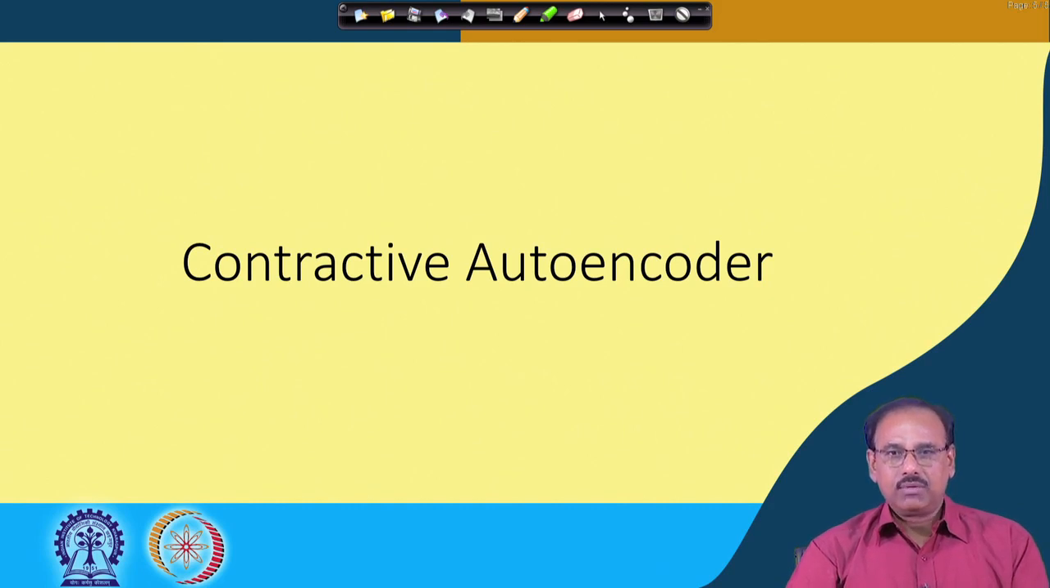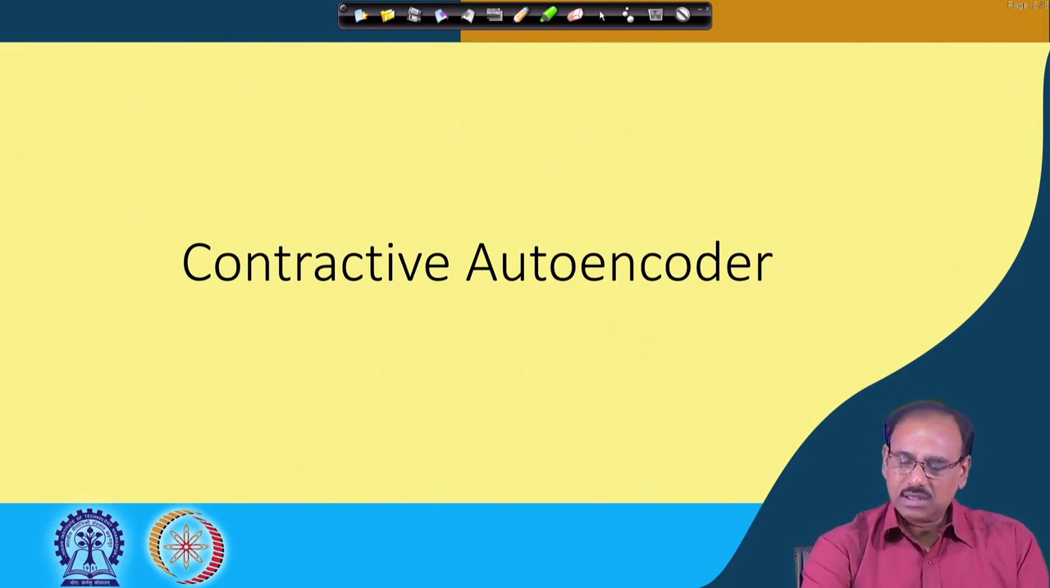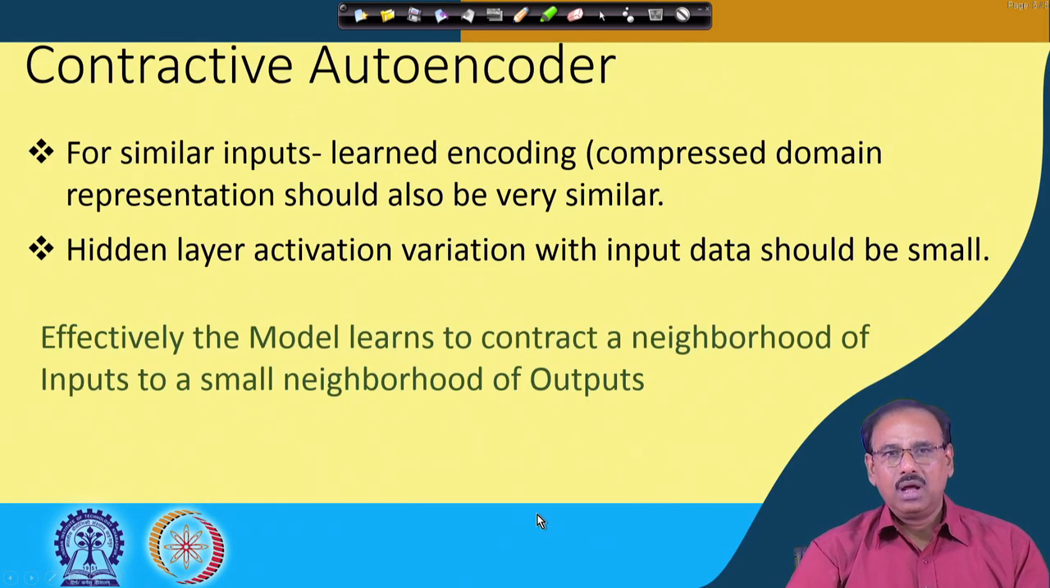The other kind of autoencoder that we are going to discuss is a contractive autoencoder. The concept of a contractive autoencoder is that if the input data is very similar, in that case the encoded output of all those input data must also be very similar. So, for similar inputs, the learned encoding or the compressed domain representation should also be very similar. This is the basic philosophy behind learning of a contractive autoencoder.